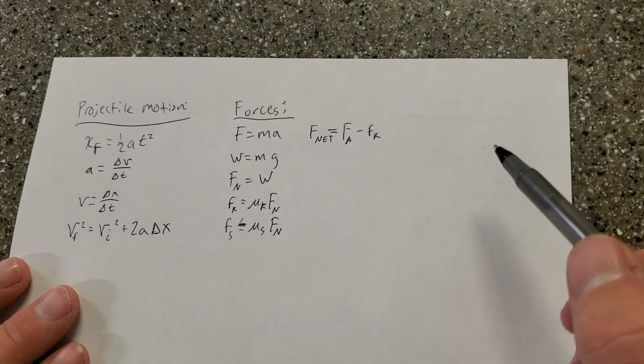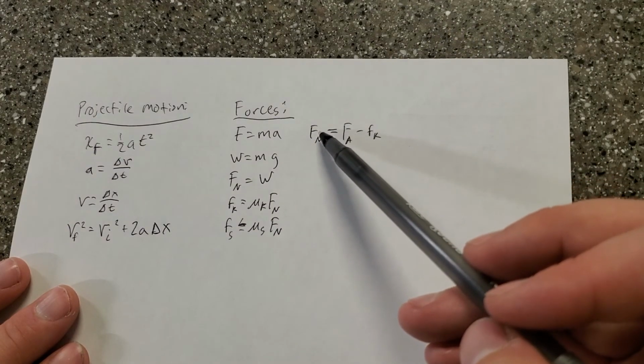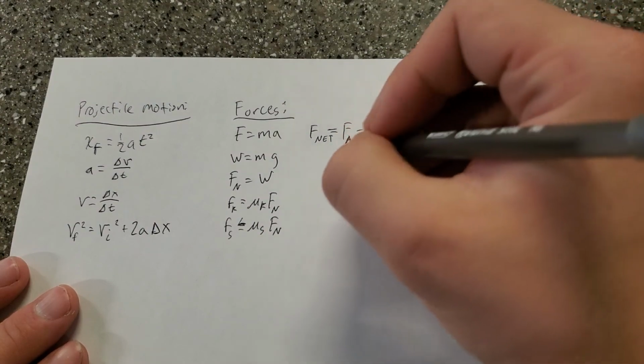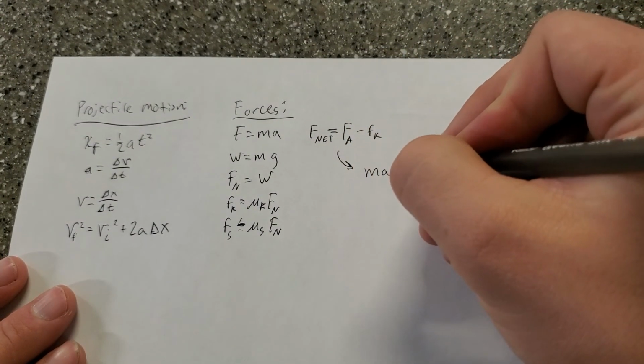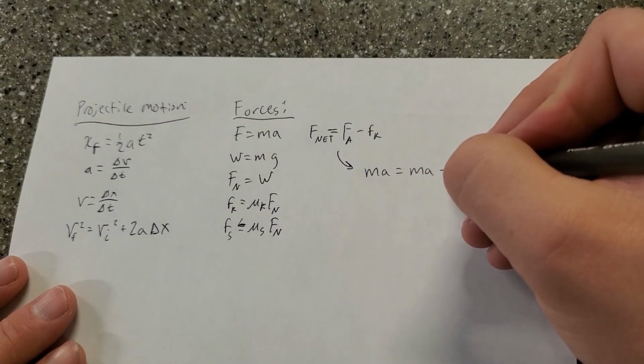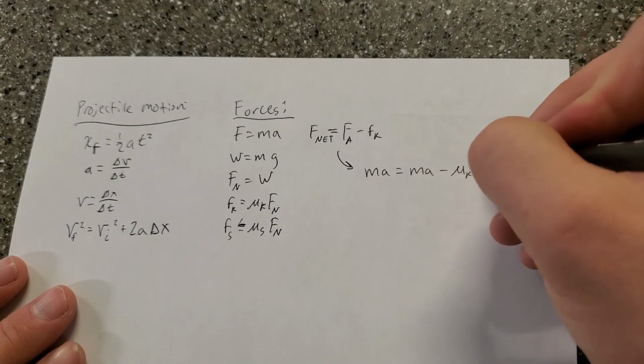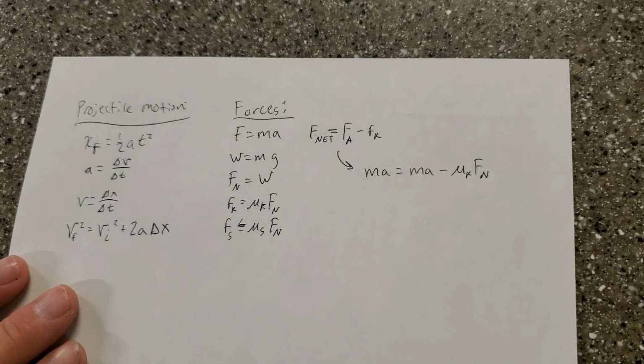And remember that you can always change these into MA, right? And so this really turns into this: MA equals MA minus mu k Fn, really, is what it is.